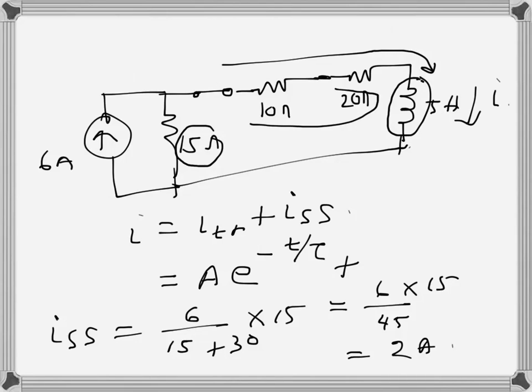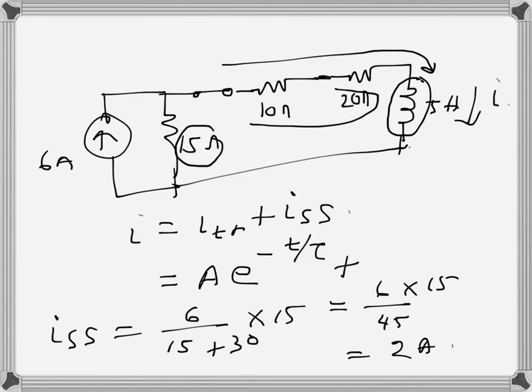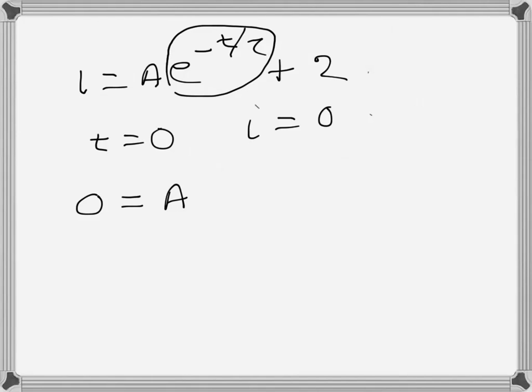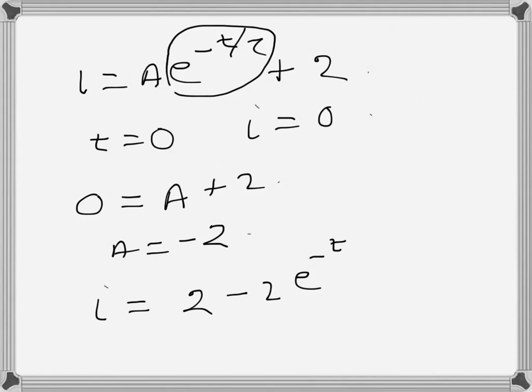Now when we look at the transient here, I equals A e to the power minus t over tau plus 2, that's the steady state value. When t is equal to 0, I is 0, so this part becomes A, plus 2, so A is negative 2. So the total current becomes 2 minus 2 e to the power minus t over tau, so 2 times 1 minus e to the power minus t over tau.